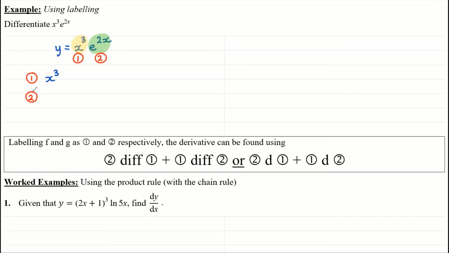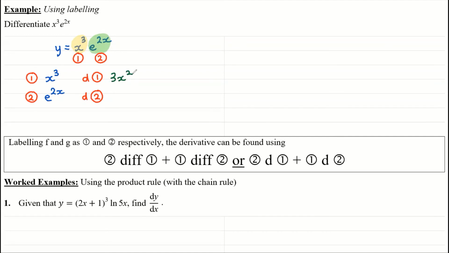So this could be your v or your g, depending on which way you want to do it. This is e to the 2x, like that. And then we're going to differentiate. So I'm going to call this the derivative of 1, d1, and the derivative of 2, d2. Okay, so if we differentiate x cubed, that's going to give us 3x squared.